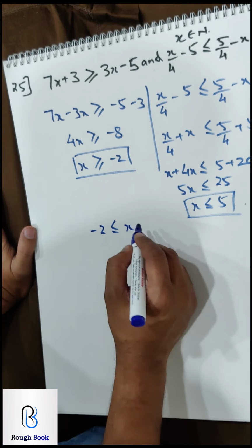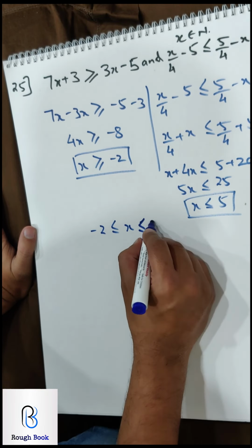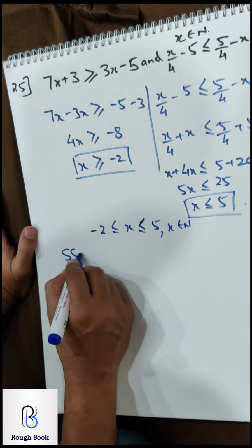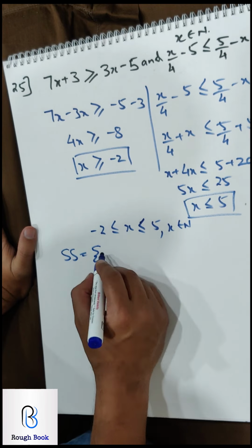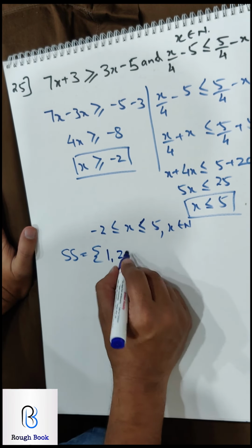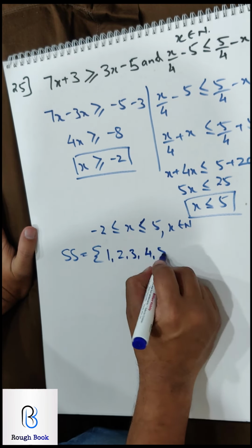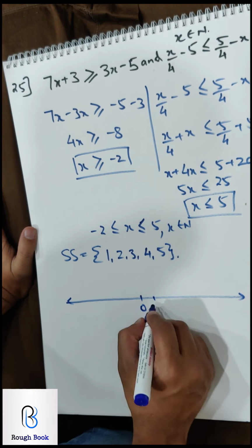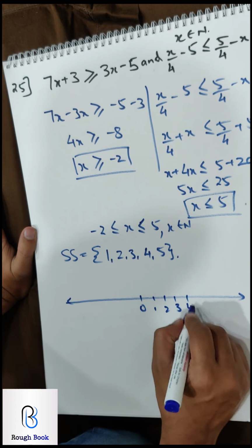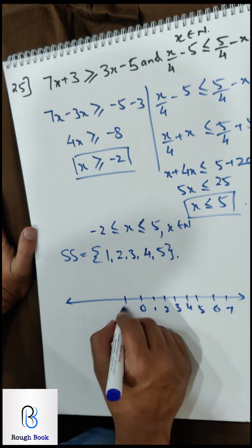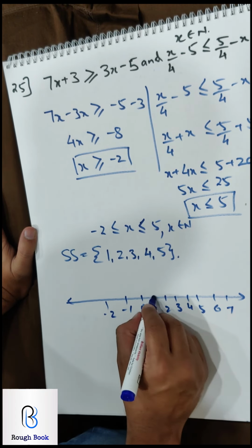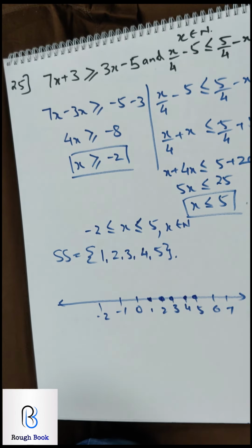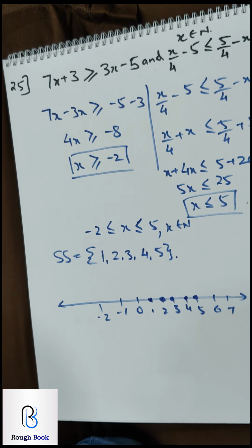So minus 2 less than x less than equal to 5. And x belonging to natural number. So my solution set accordingly I will write natural numbers starting from 1 and 5 is included, so I will write 5 as well. So my number line plotted 1, 2, 3, 4 and 5. Yeah, I hope we are very clear now how to go about with this.